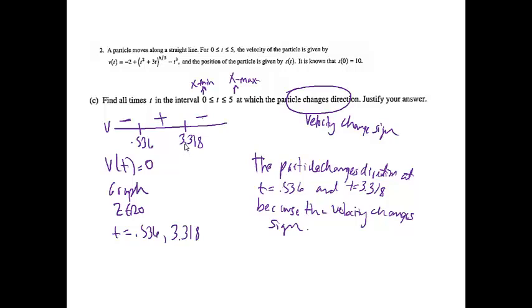All right, this problem was worth 3 points. If you, somewhere on your paper, set the velocity equal to 0, whether you actually put v equals 0 or you put the formula equals 0, that was worth a point just for doing that. If you were able to get the two answers of 0.536 and 3.318, you got another point. And then if you were able to say that it was because the velocity changes sign, that would be worth your third point for this problem.